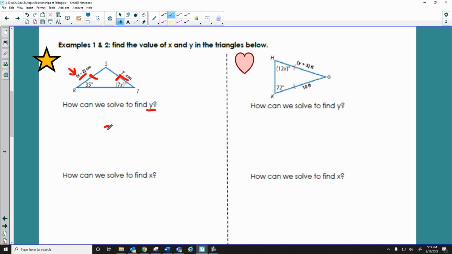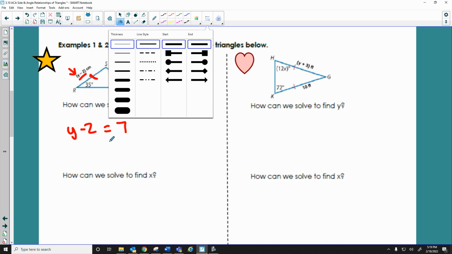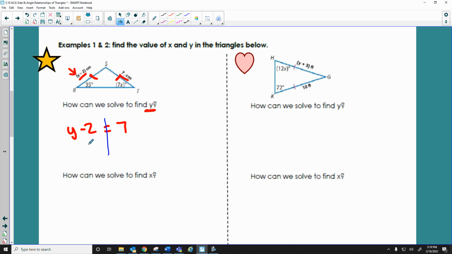Now, I can use that to write an equation, okay? If those two sides are equal, I could write that y minus 2, this side over here, is equal to 7 on the other side. And I want to solve for the value of y. So it's an equation that I've just written. I'm going to get y by itself. So I'm going to add 2 to this side. I'm going to add 2 to this side. I'm going to solve that. Y is going to equal 9. So I could say y, this side length, is equal to 9. Again, if you want to make a little note, side RS has to be equal to side ST. And that's how I wrote that equation.